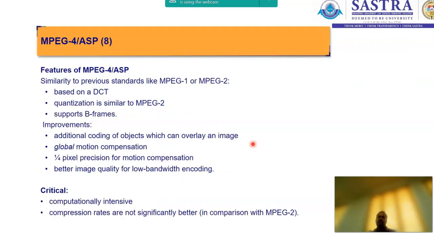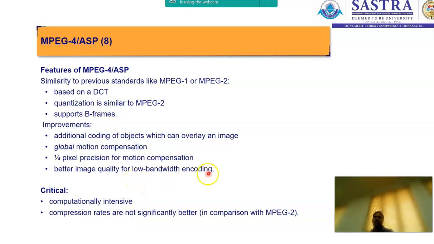MPEG 4 features are similar to previous standards like MPEG 1 or 2. It works on DCT, and quantization is similar to MPEG 2. It supports B frames, and the improvements here are additional coding of objects which can overlay an image, global motion compensation, and quarter-pixel precision for motion compensation, with better image quality at low bandwidth. Computation is very intensive, and the compression rates are not significantly better compared with MPEG 2.